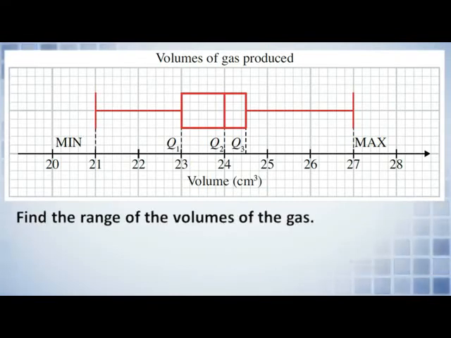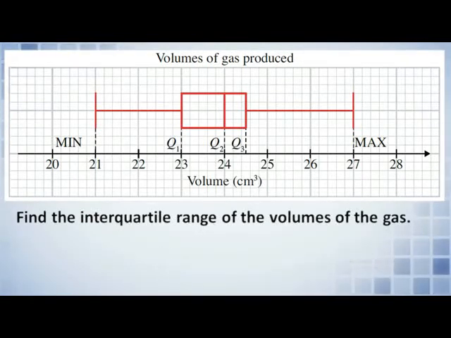Find the range of the volumes of the gas. You know that the range is actually the maximum, subtract it with the minimum. So the maximum is 27 and the minimum is 21. So the range is 27 subtracted with 21 equal to 6.